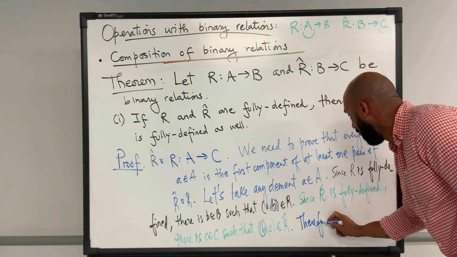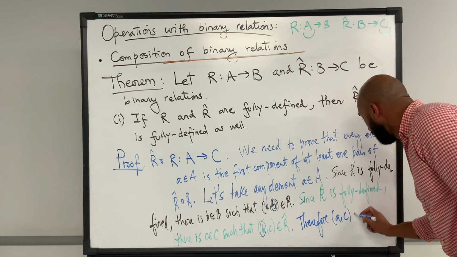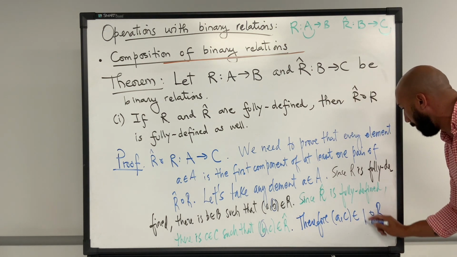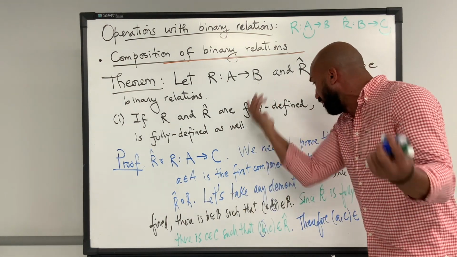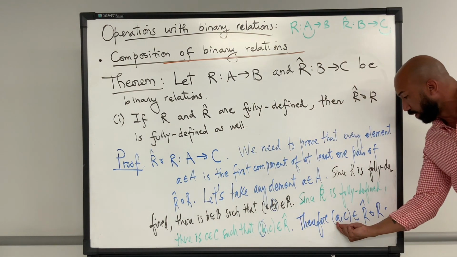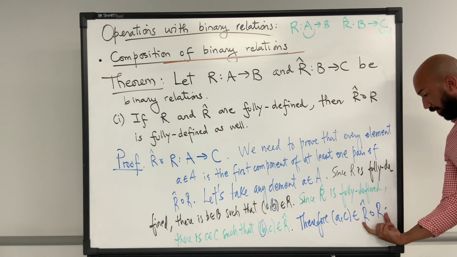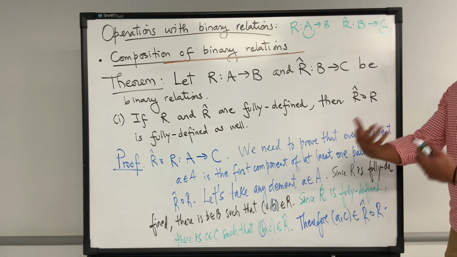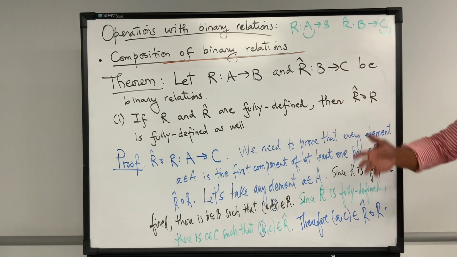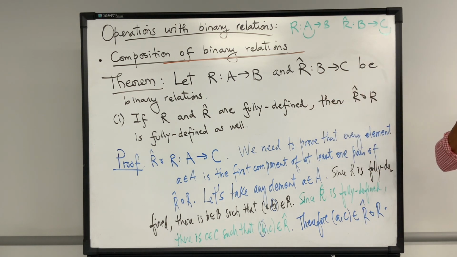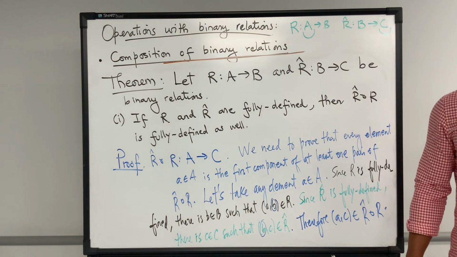Therefore, (a, c) is in R composite R hat, which means now that this a that we have fixed, which is arbitrary, is also the first component of a pair in this composition. So every element in A is also the first component of at least one pair in the composition, and the result is proven.